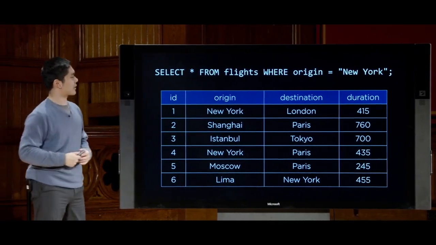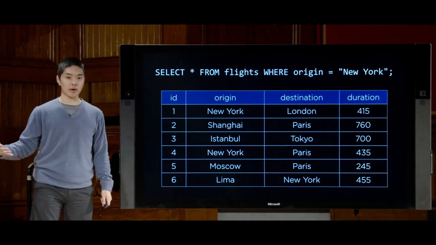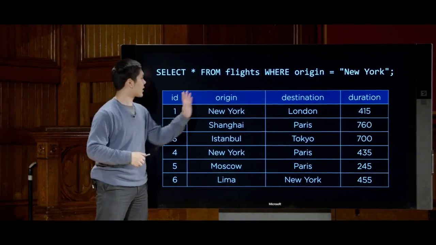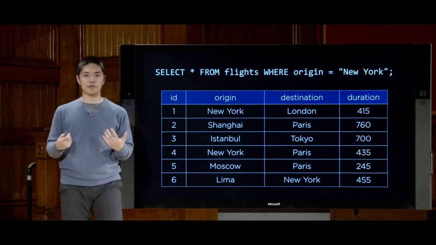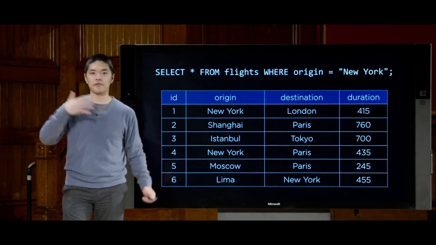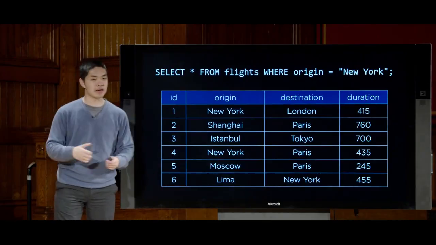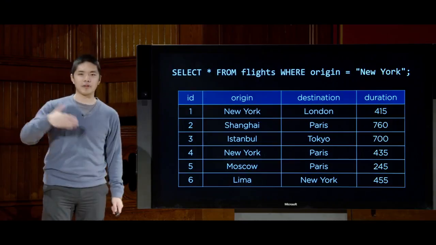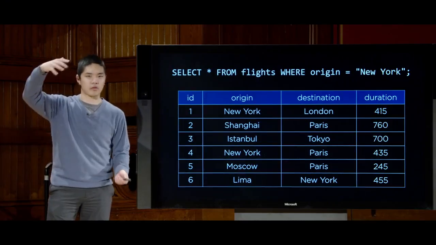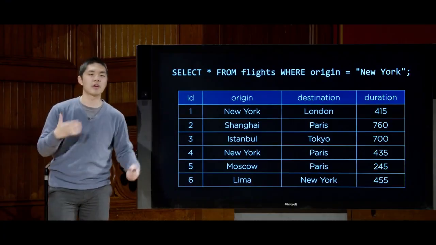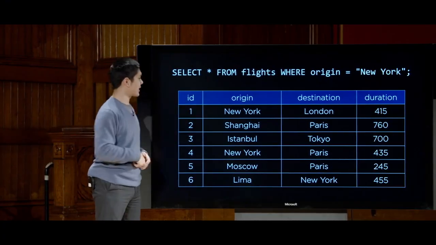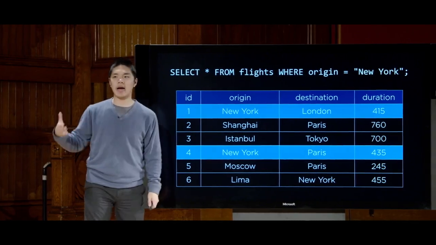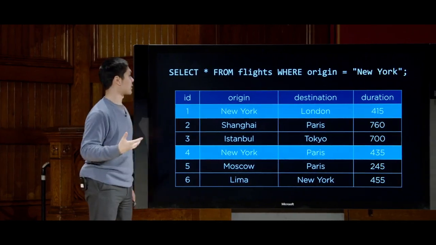If instead I said select star from flights where origin equals New York, I can see that I don't just need to filter on the primary key, the ID. I can also filter on any other column. I can say, give me all the flights where New York is the origin, so all the flights leaving from New York. And you might imagine that New York's airport, for example, likely wants some sort of query that's going to find all the flights leaving from New York such that they can display on a screen of some sort all of the departures from that particular airport. So you could run a query like this and get back only the rows in this table that happen to have an origin of New York.